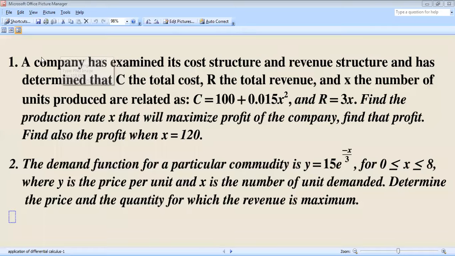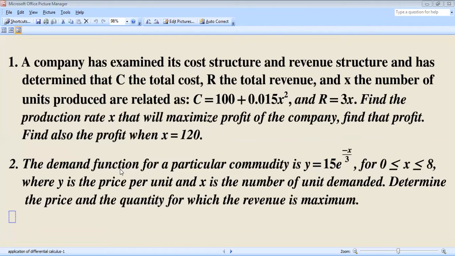Okay, the first problem is the company has examined its cost structure and revenue structure. It has determined that C be the total cost, R be the total revenue, and X is the number of units produced are related as cost equals 100 plus 0.015 x square and R equals thrice x. Revenue equation and cost equation. Find the production rate X that will maximize the profit of the company and find that profit. Find also the profit when X equals 120 units.